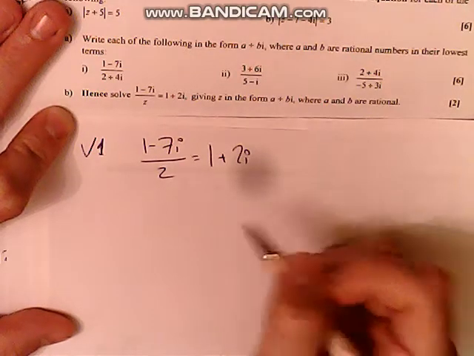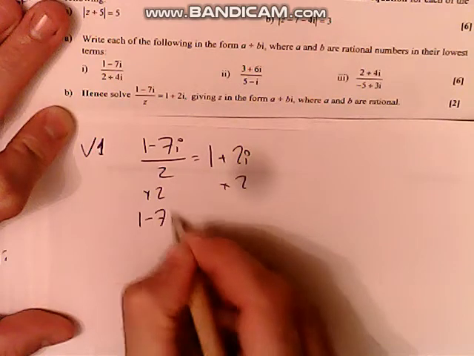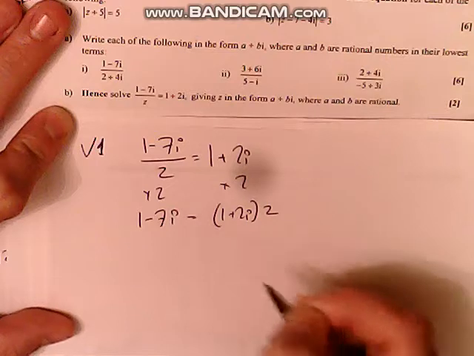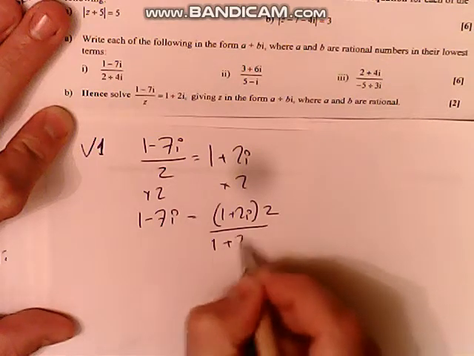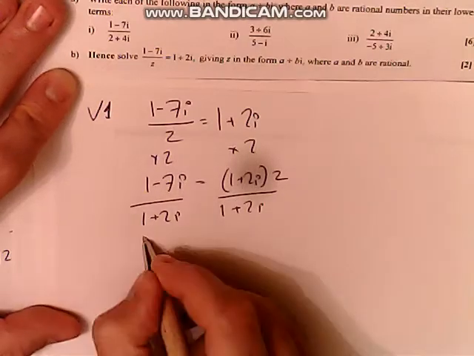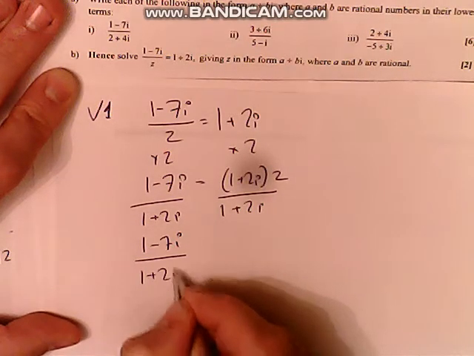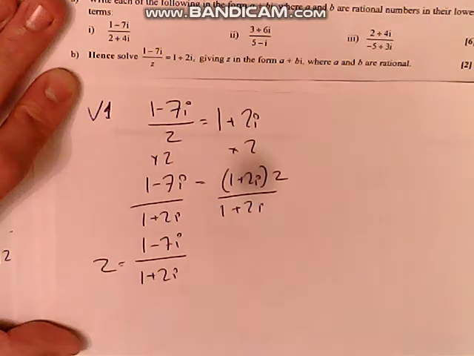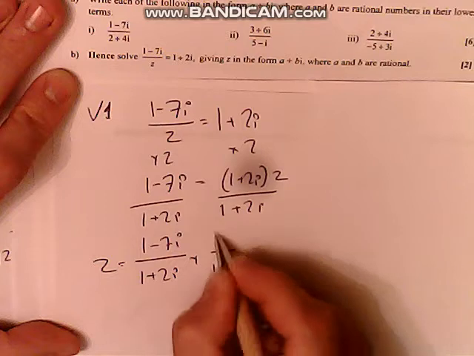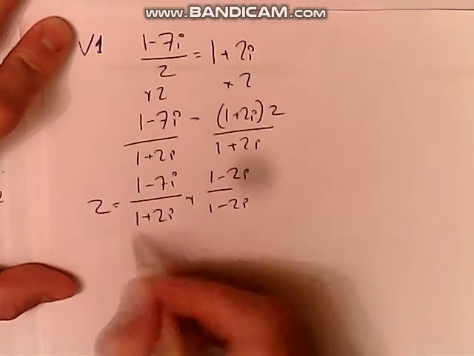So I needed to make z the subject, so I times both sides by z. 1 minus 7i equals (1 plus 2i) z, and I divided both sides by 1 plus 2i. So I've got (1 minus 7i) over (1 plus 2i) equals z. And this one here I'm just going to rationalise by times by (1 minus 2i) over (1 minus 2i). And my denominator, that's the easiest one to do.